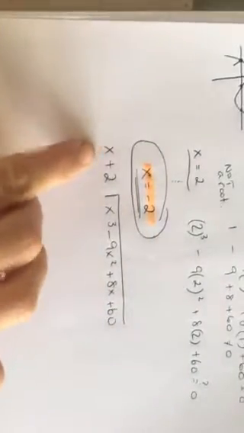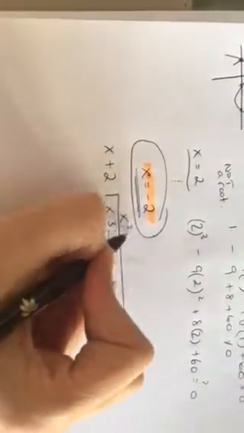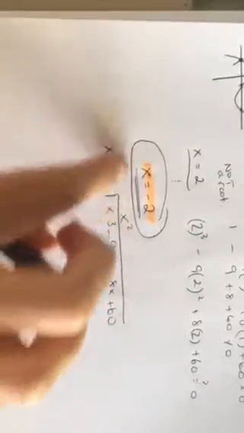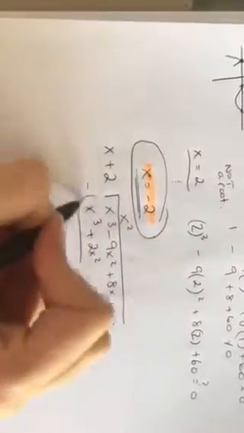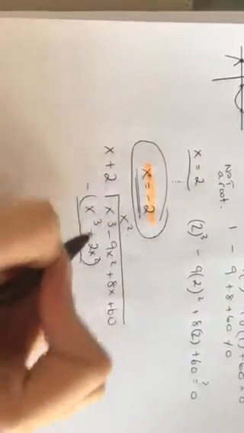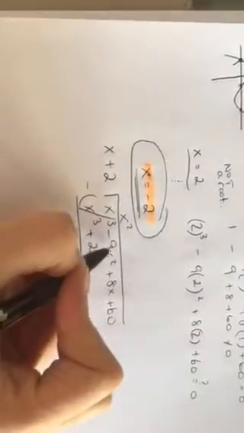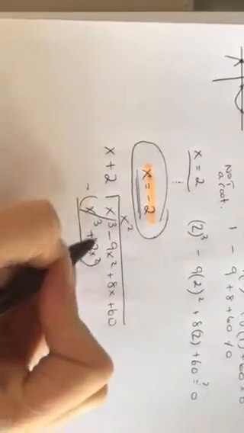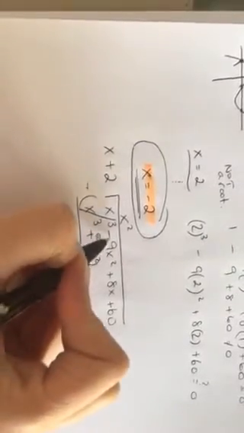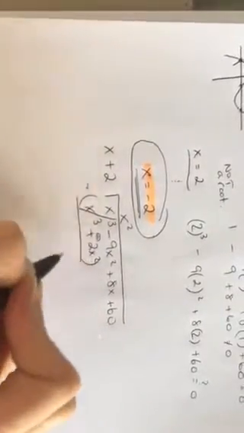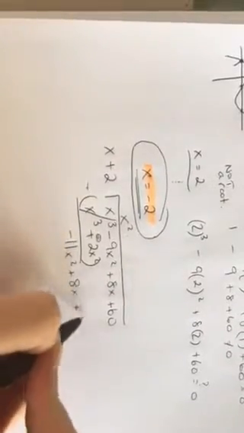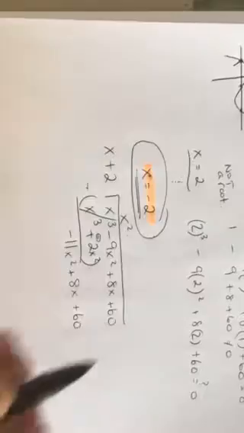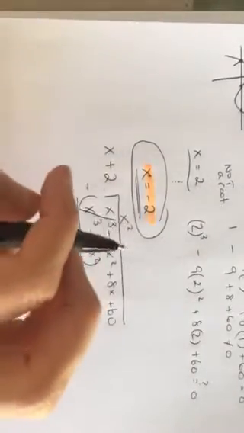What do I multiply x by to give me x cubed? X squared. Multiply that by this. I end up with x cubed plus 2x squared. And I subtract. That's x cubed minus x cubed. Grand. It's a minus 9x squared minus a plus. Now what's a minus and a plus? It's a minus. So minus 9x squared minus 2x squared is minus 11x squared. And I take down the rest of my sum, and my method is repeated now over and over.